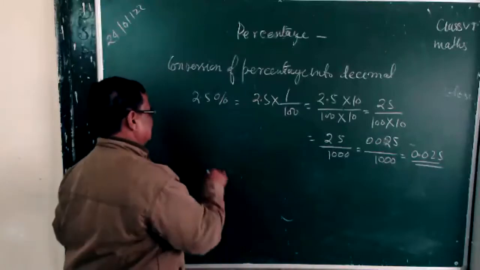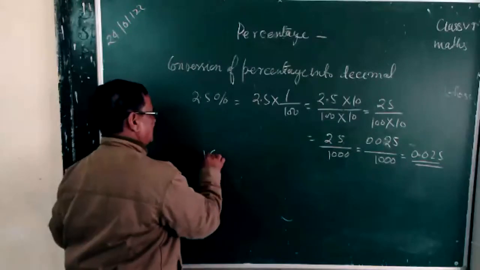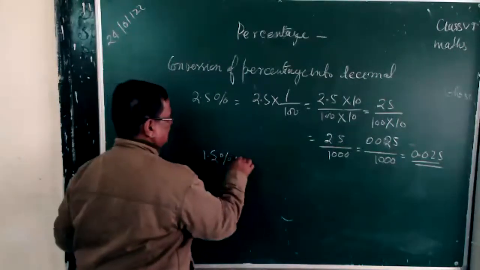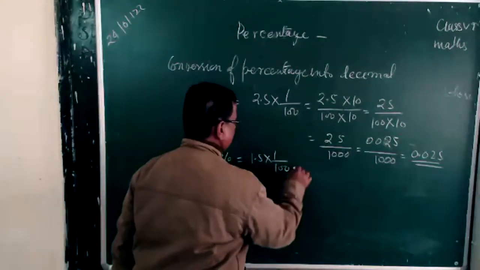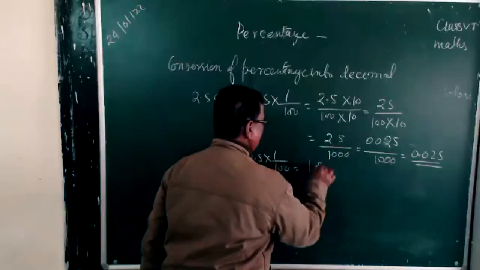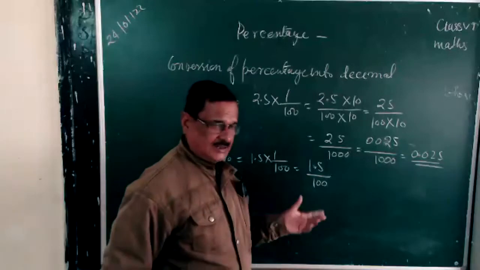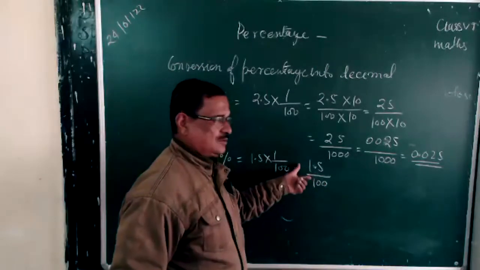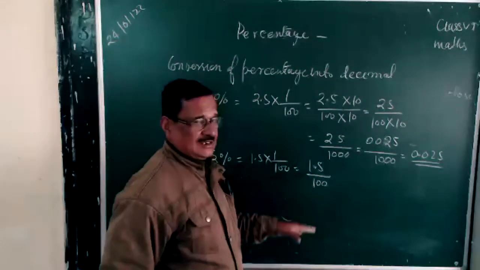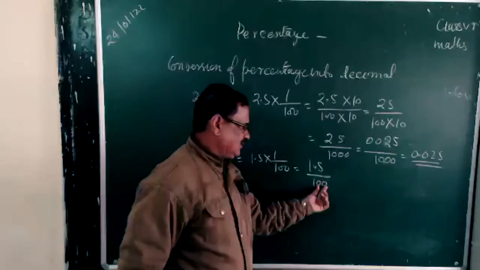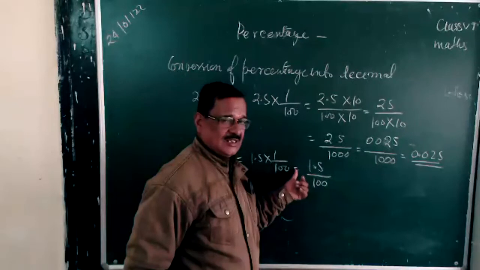Similarly, any percentage can be converted into a decimal. Suppose 1.5% is given, that is 1.5 into 1 by 100. That is 1.5 divided by 100. In this way, you can directly shift the decimal 2 digits to the left side. If any number is divided by 10, 100, 1000, then you count only the 0s. That many digits the decimal is shifted to the left side.